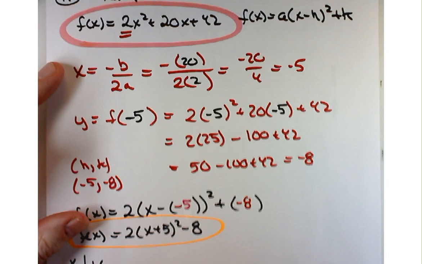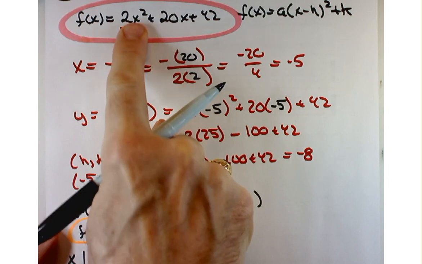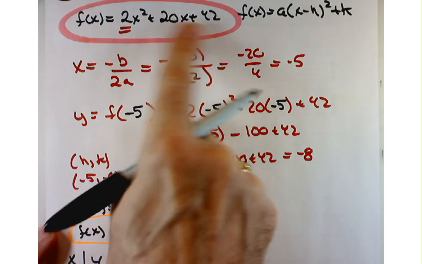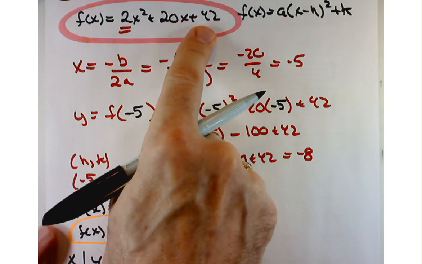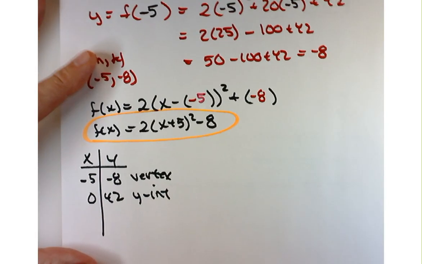Where is it going to be easier to plug in x equals 0? The pink one or the orange one? I'm thinking the pink one, right? Because if you plug in a 0, that first term is 0, that second term is 0, oh, you just get 42. So 0 and 42, great.